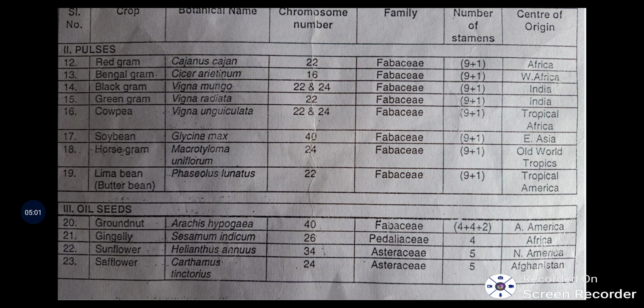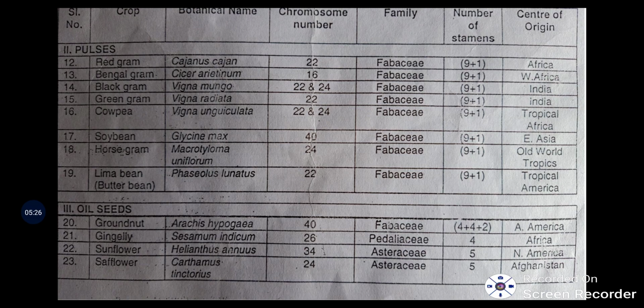Next is cowpea, which is Vigna unguiculata, which has chromosome number 22 and 24. Generally, we consider 22. It originated in tropical Africa. Soybean, Glycine max, has chromosome number 40 and originated in Eastern Asia. That means China is the origin of soybean.